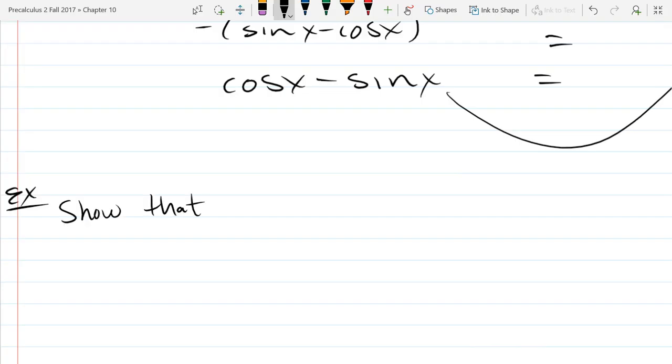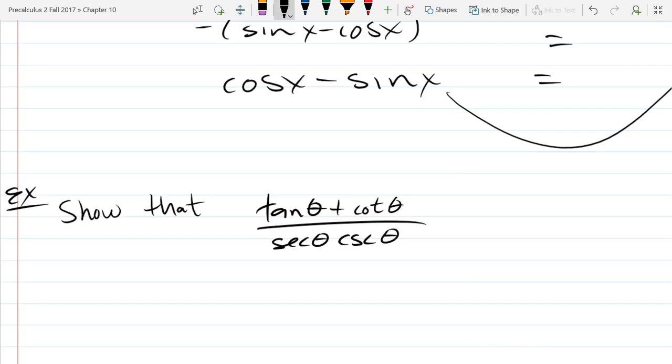So we're going to show that sine theta over 1 plus cos theta. Oh, we did this one already. No, tan theta plus cotangent theta divided by secant theta cosecant theta equals 1. So which side is more complicated? Left or right? Left. Doesn't get much simpler than one.